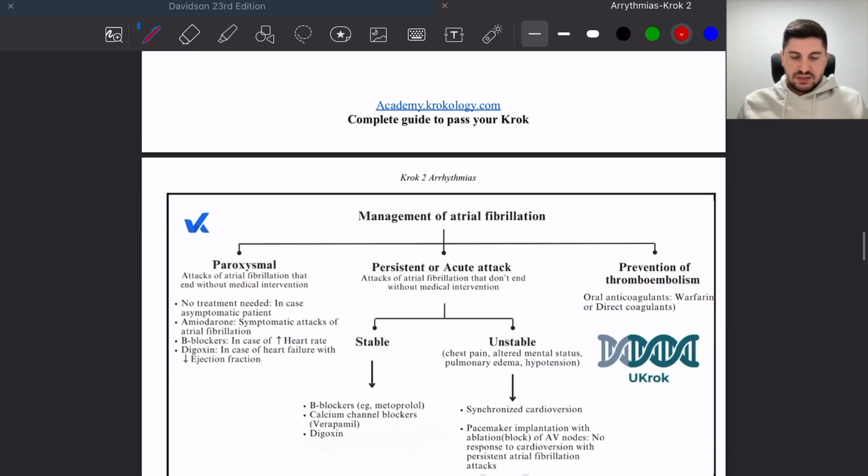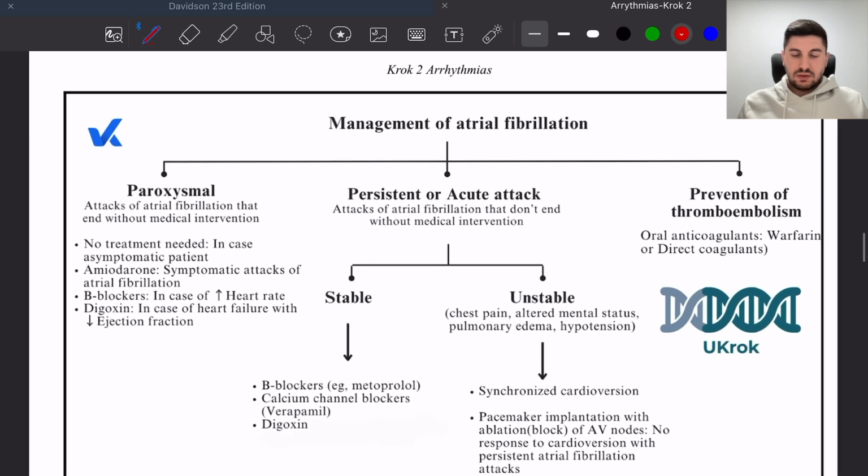Okay, let's go to the treatment of atrial fibrillation. Pay attention with me. This is tricky and it has a lot of details, but we will try to summarize it in a few words. Atrial fibrillation can be paroxysmal, meaning that it has attacks of palpitations, of dyspnea, of chest pain that happen every month or two, and it's not happening daily.